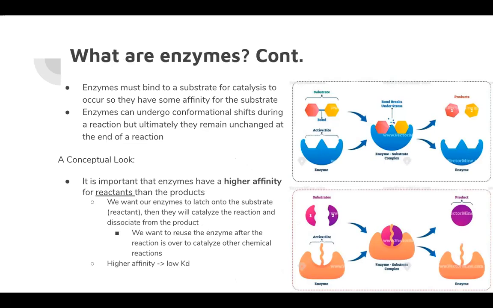More about enzymes. Enzymes have to bind to substrates for catalysis to occur. So they must have some affinity for the substrate, which you can see on the right. Enzymes can undergo conformational shifts, which is like shape shifting during a reaction, but ultimately they remain unchanged by the end of the reaction. It's very important for enzymes to have high affinity for reactants and lower affinity for products. This is just a repetition of what I said a few slides before. You want the enzyme to latch onto the substrate and then dissociate from the product.